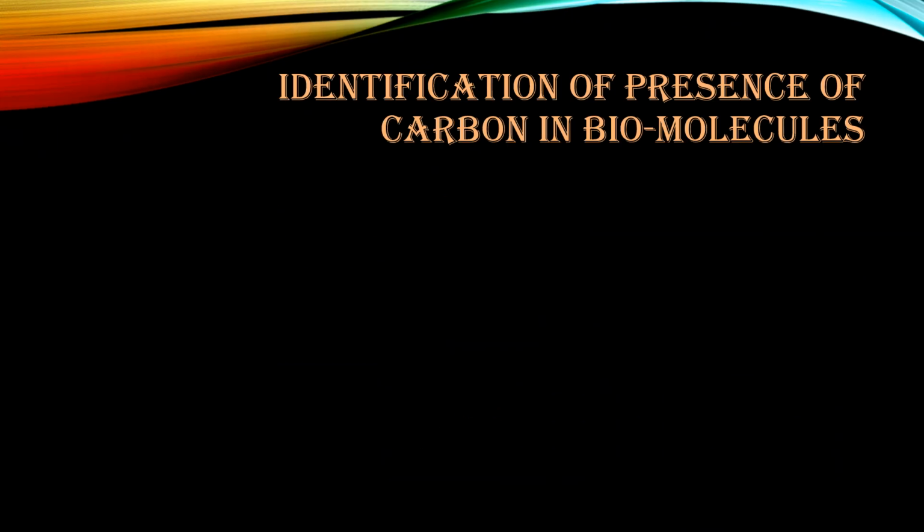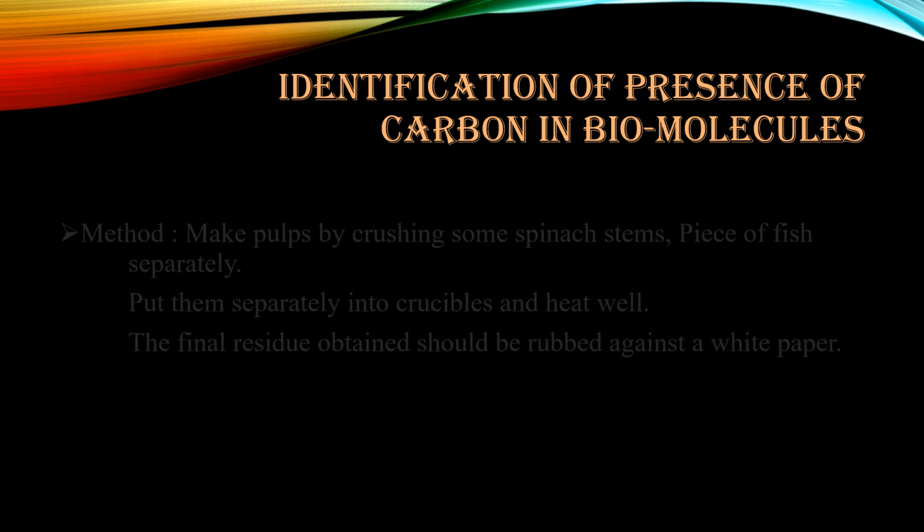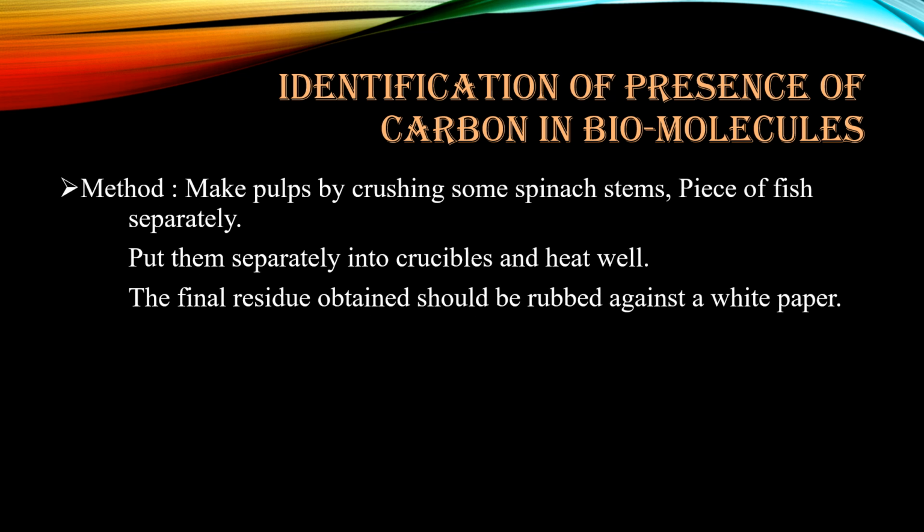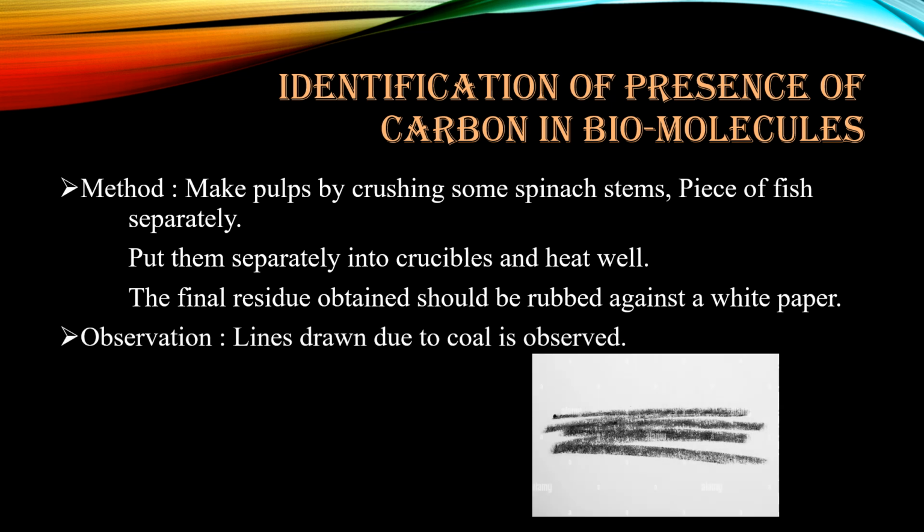Identification of presence of carbon in biomolecules. Method. Make pulps by crushing some spinach stems and pieces of fish separately. Put them separately into crucibles and heat well. Then, the final residue obtained should be rubbed against a white paper. Observation: lines drawn due to coal are observed, which concludes the sample contains carbon.